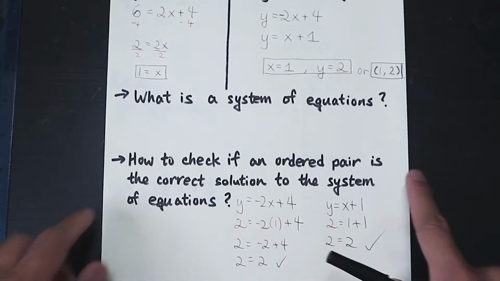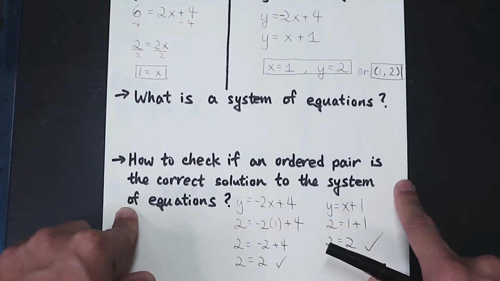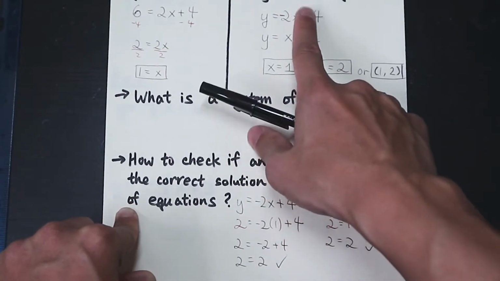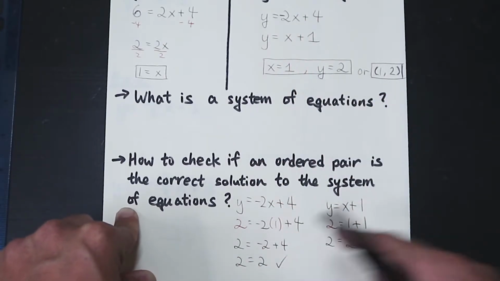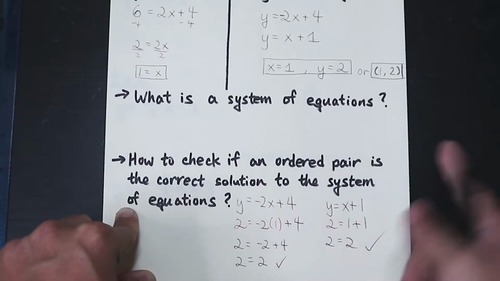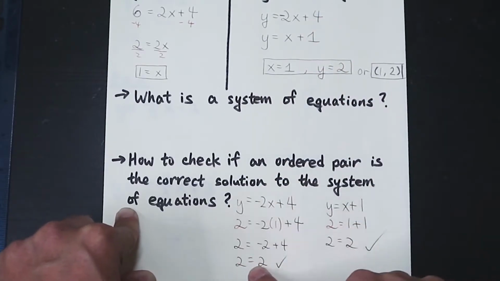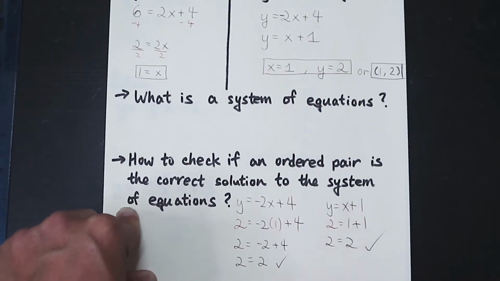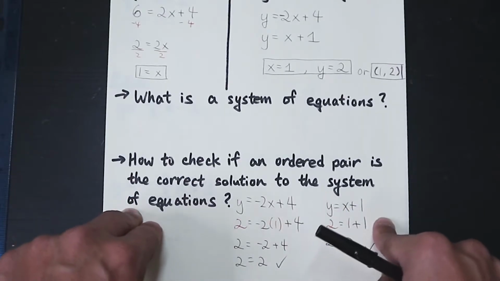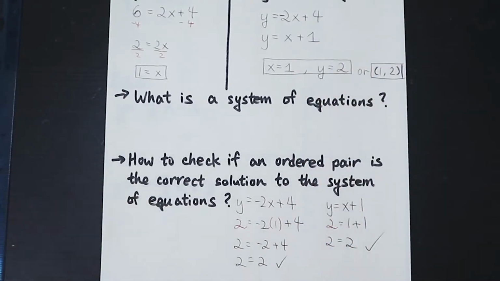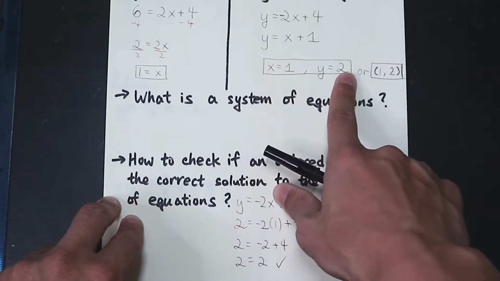To check whether your answer is correct, you have to plug your answers into both of the equations and check to see if the left side equals the right side. And you have to do it twice: the first time on the first equation, and then the second time on the second equation. If both of them make sense, they're equal, then your answer is correct. If one of them fails, then of course these answers are not correct and you have to go back and check. Okay, so next, let's move on to how you actually find these answers.